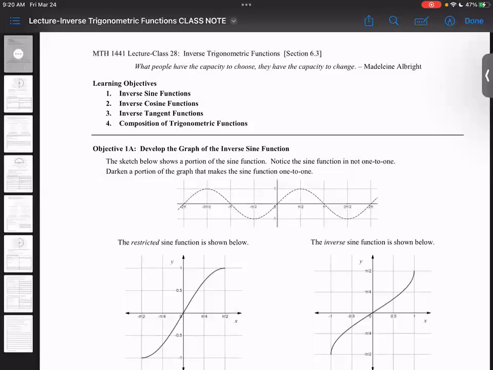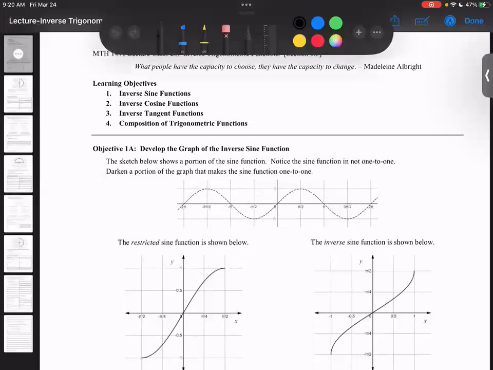Do you recall from algebra? If I give you a graph and ask you if a function has an inverse, what kind of test do you do? Given a graph, I ask you, does this graph have an inverse? How do you check that? What test? Vertical line test or horizontal line test? Horizontal line test, right? As long as it only intersects the graph at most once, then it has an inverse.